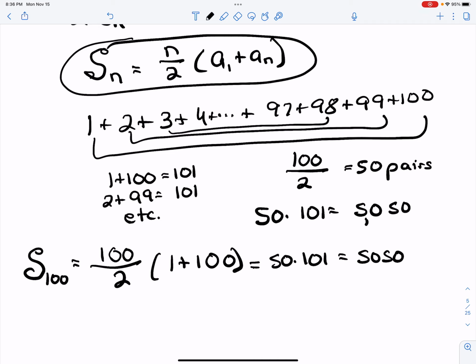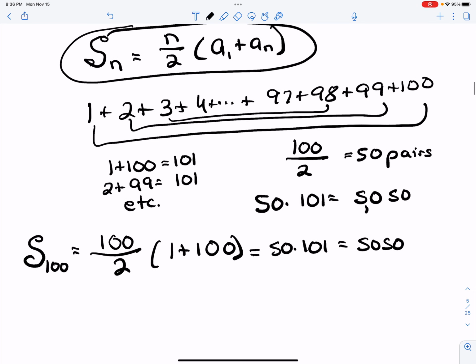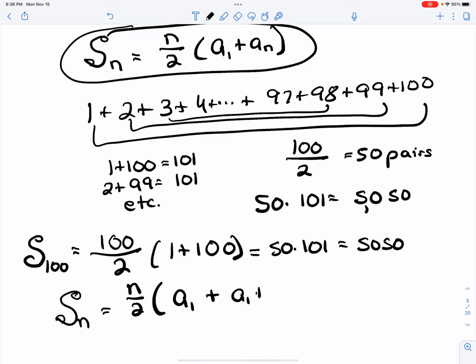Now you can also play around with that formula a little bit. Back to generic S sub n. All right, you've got the n over 2. You've got the a sub 1. But remember, you can rewrite a sub n. Remember, a sub n is the same thing as a sub 1 plus n minus 1 times d.